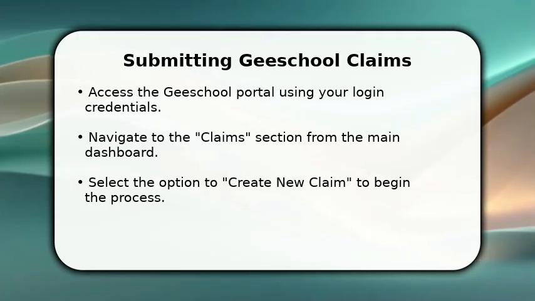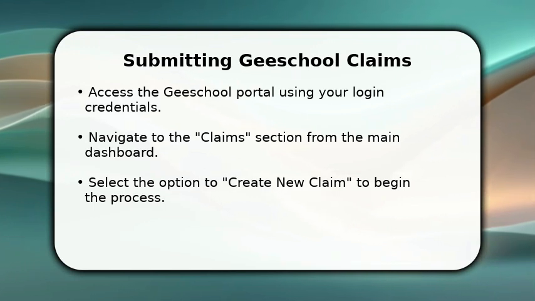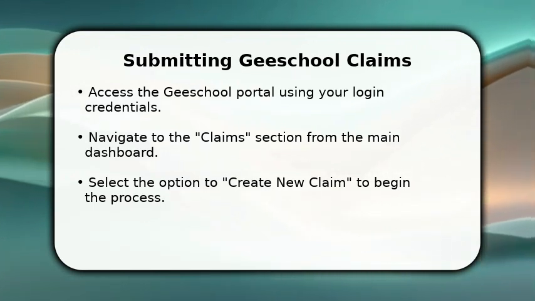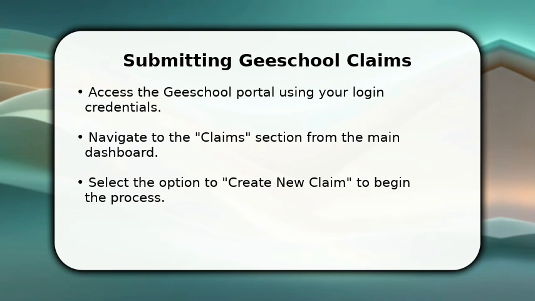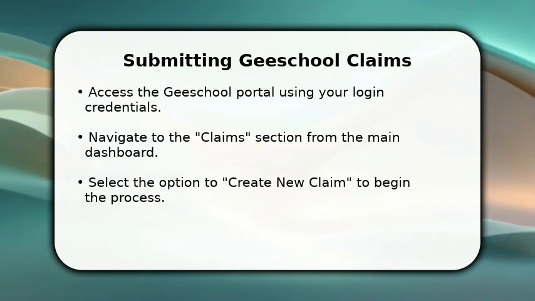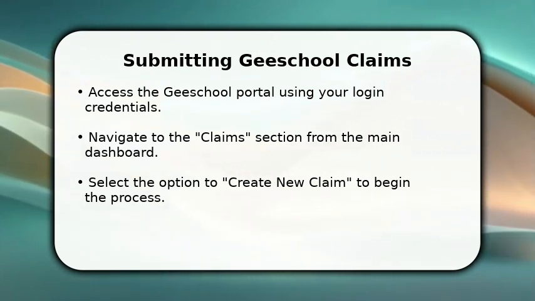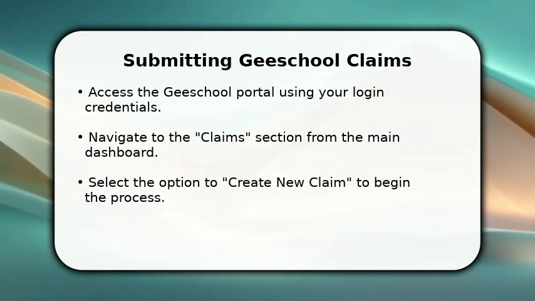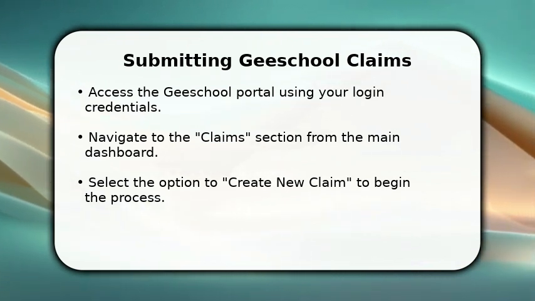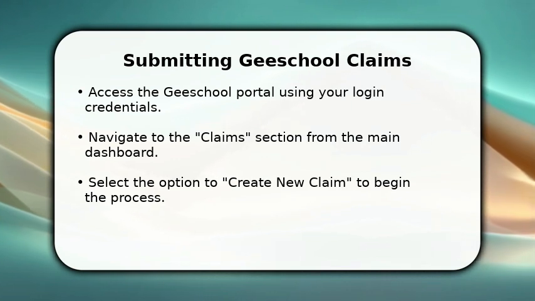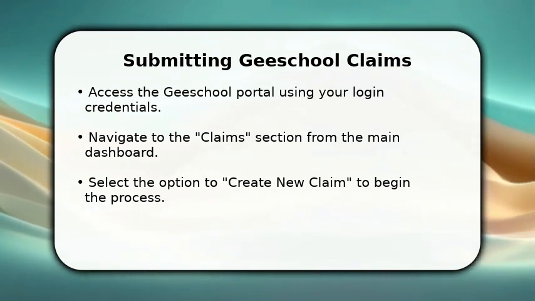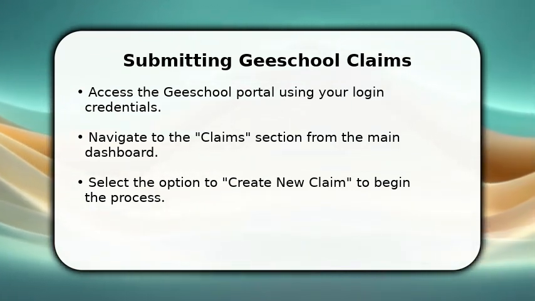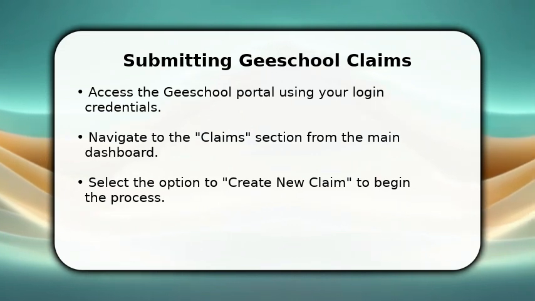In this video, I will explain how to submit a claim in Geeschool. First, log into your Geeschool account using your unique username and password. Once logged in, locate the main dashboard. From there, you'll find a clear navigation menu. Click on the Claims section to proceed. Finally, select the Create New Claim button to initiate your submission. This ensures you start the process correctly and efficiently.